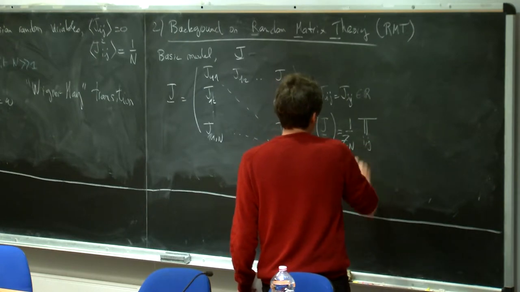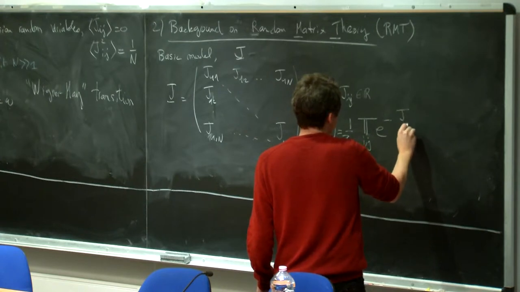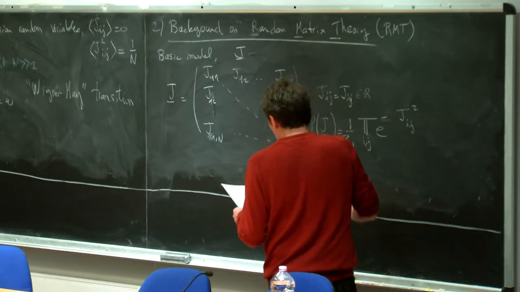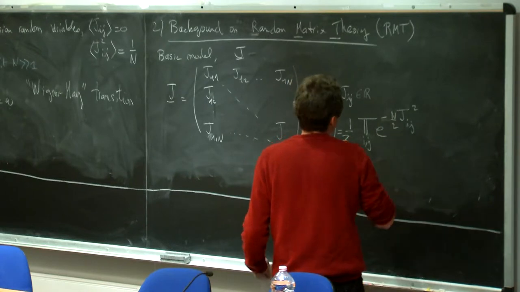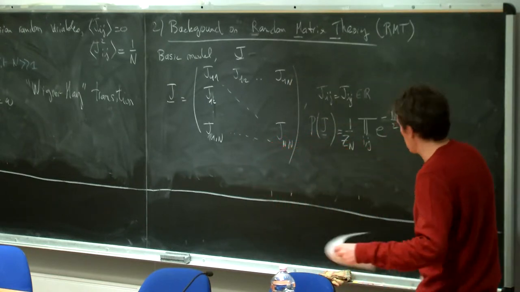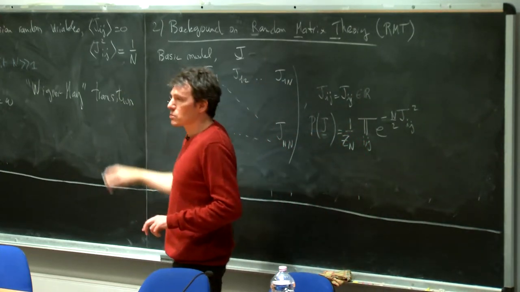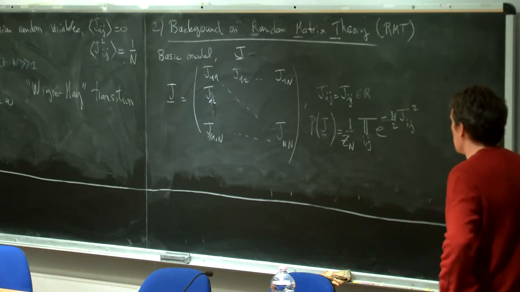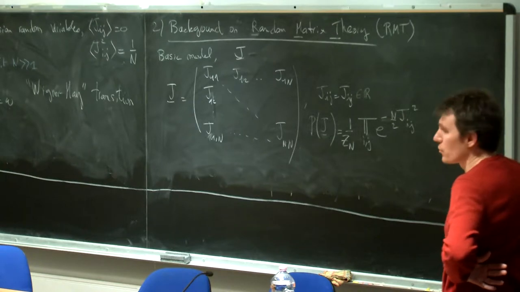So it will be a product over i and j of exponential minus n over 2 J_ij squared. And actually, I need to have the variance to be like I said. So I will choose it to be exponential of minus n over 2 J_ij squared. Okay, so this n here is just because of that. Right? I want the variance to be about 1 over n. Otherwise, it's a global rescaling, which is unimportant. But I prefer to have it this way.